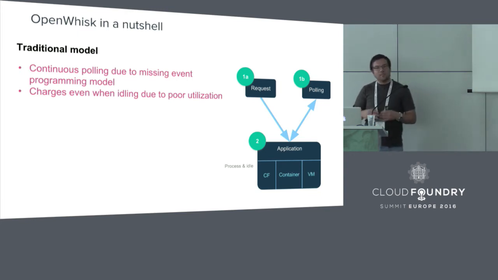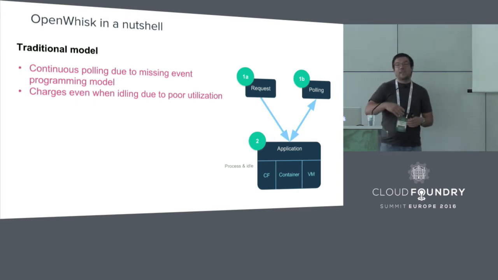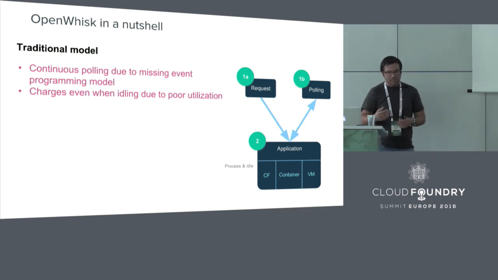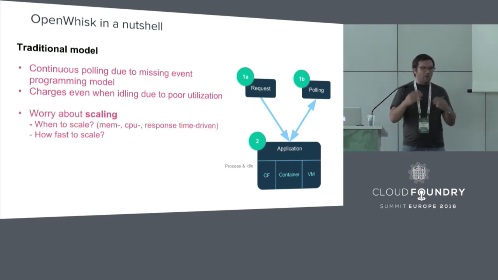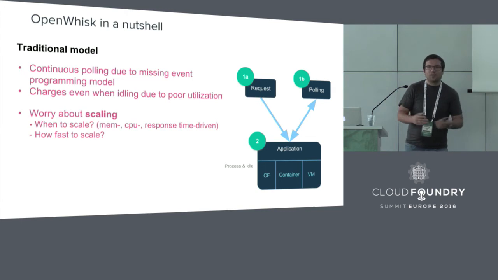Even worse, from a scalability perspective. If you went for a VM, for example, at the point in time you ordered your VM, you are bound to the capacity you have ordered. But what if load increases? Then you need to answer the question, when and how fast do I have to scale out?